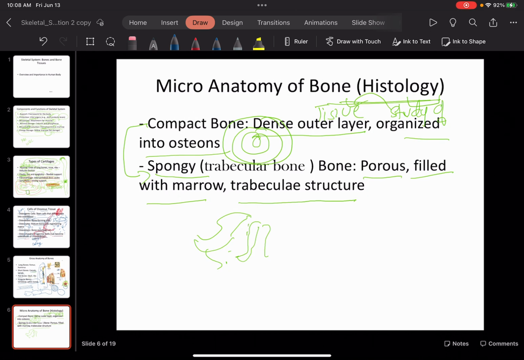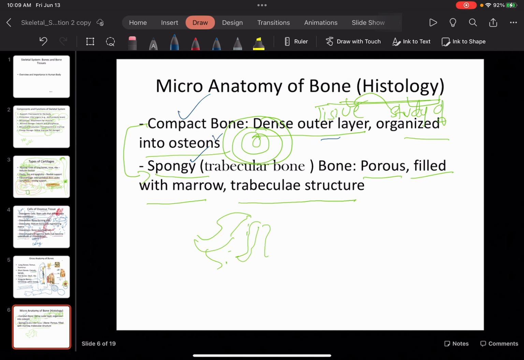So this one is histology. We're talking about the histology. Histology is what? Study of tissues. There are two different types of bones, compact bone and spongy bone. Compact bone, I said dense. They are organized as osteons.